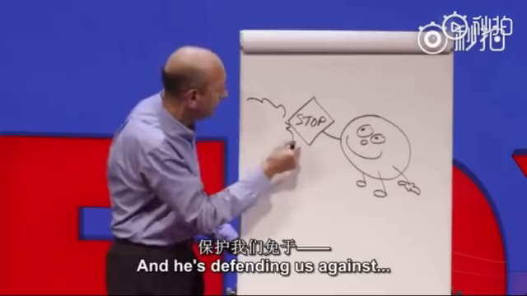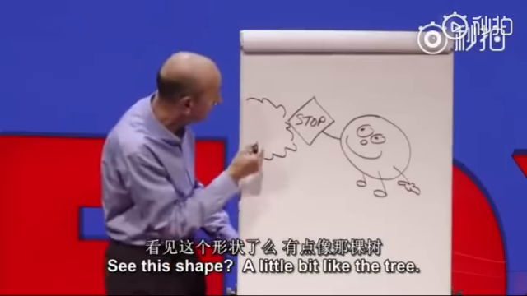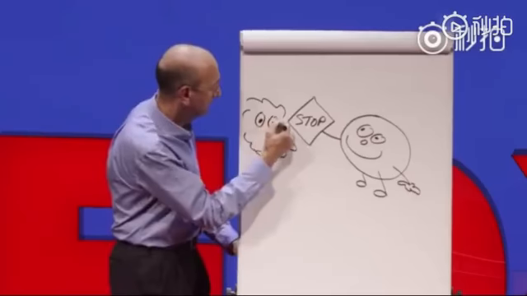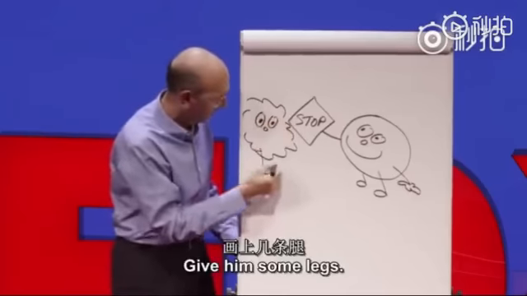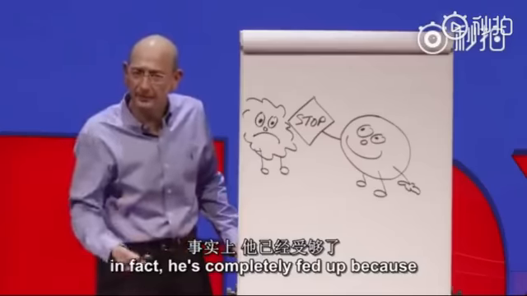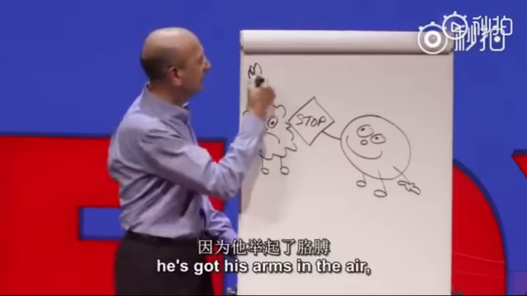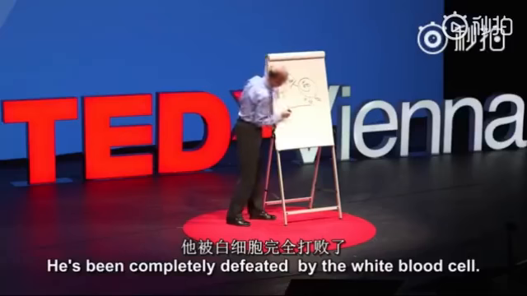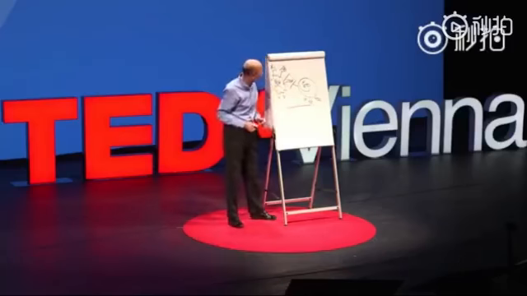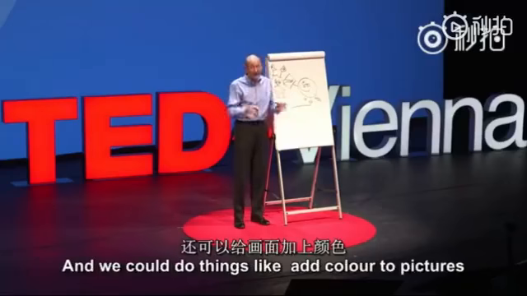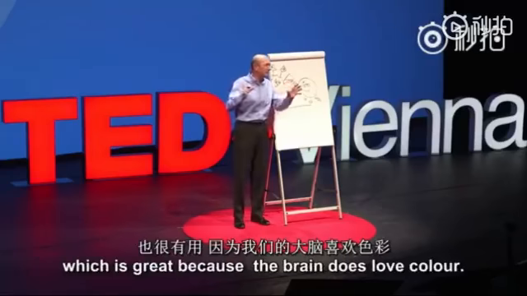And he's defending us against, see this shape, a little bit like the tree? But this time, I'm going to make it into a germ. There he is. Give him some legs. And he's looking particularly unhappy. In fact, he's completely fed up because he's got his arms in the air because he's surrendering. He's been completely defeated by the white blood cell. So once we've got a picture like that, we'll remember it. And we can do things like add colour to pictures, which is great because the brain does love colour.